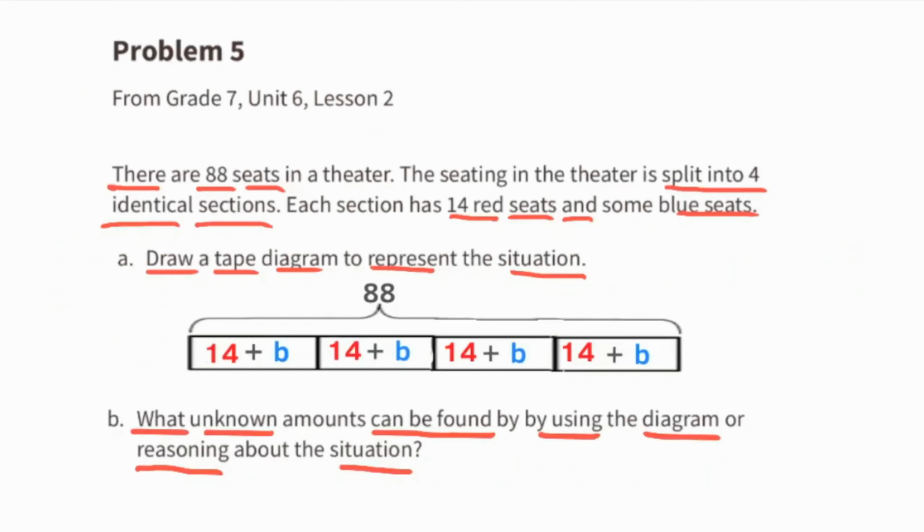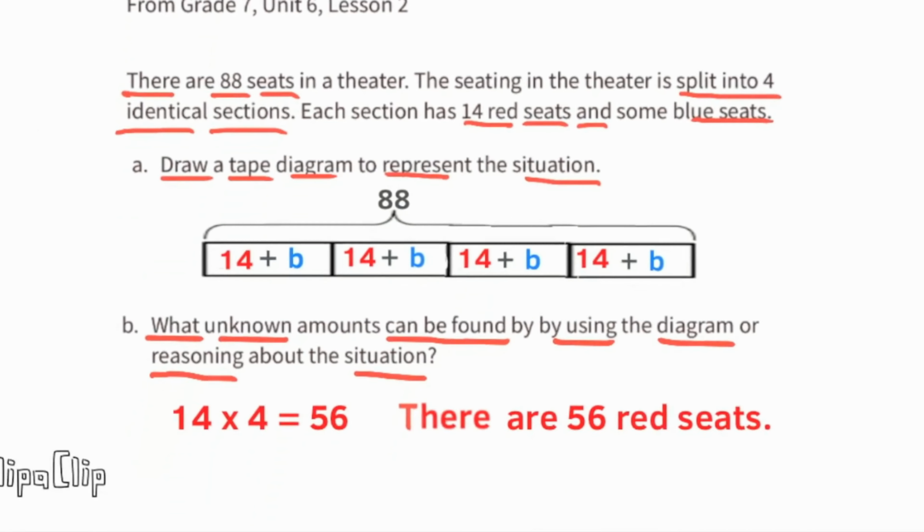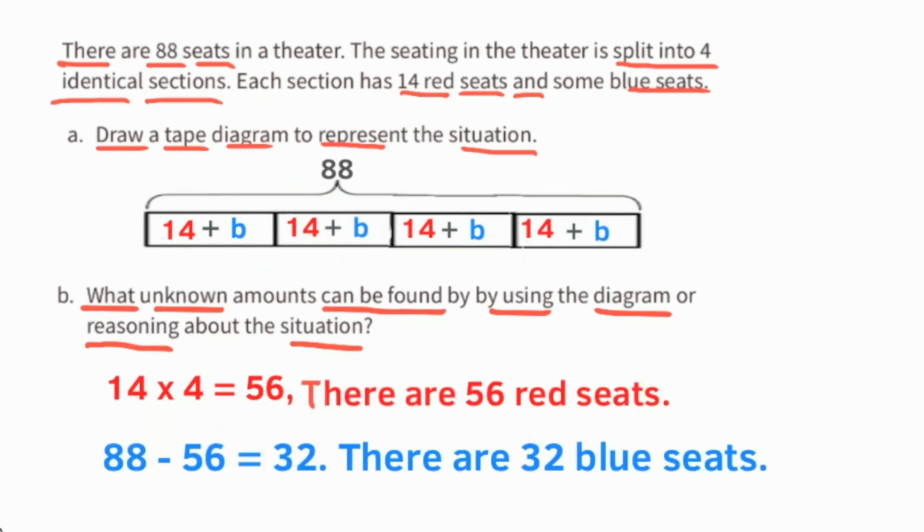B. What unknown amounts can be found by using the diagram or reasoning about the situation? 14 red seats times 4 sections equals 56. So we know that there are 56 red seats. 88 total seats minus 56 red seats equals 32. That tells me that there are 32 blue seats.